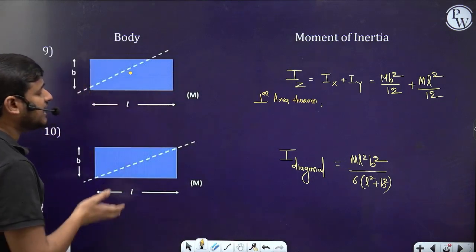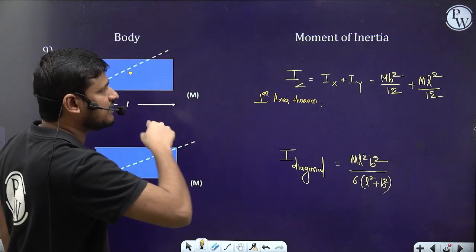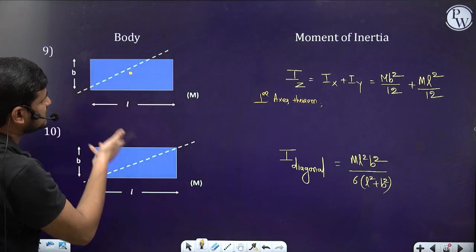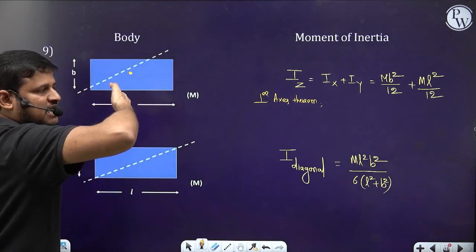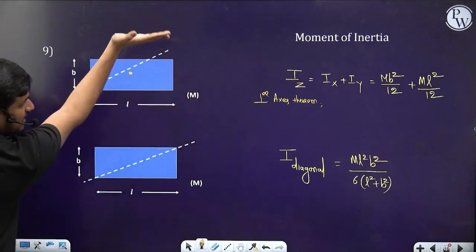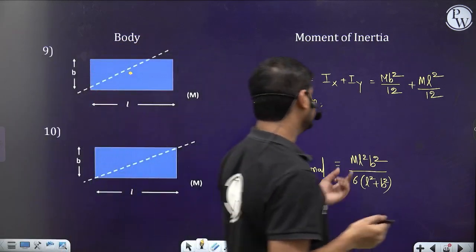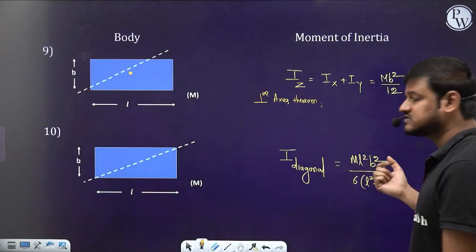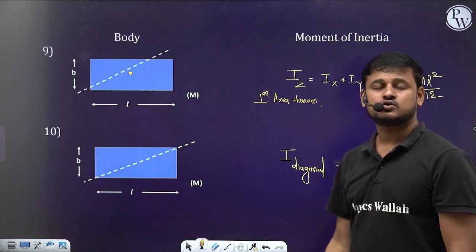Now if you need about its diagonal, the diagonal is different. If it is a rectangular lamina, this is the diagonal axis. Don't think these two are the same. The above one indicates this plane, and this one is a diagonal. So if it is a rectangular lamina and you are finding about this axis, this is the diagonal. So it is m l square b square by 6 into l square plus b square. Very few chances are there of it being asked.